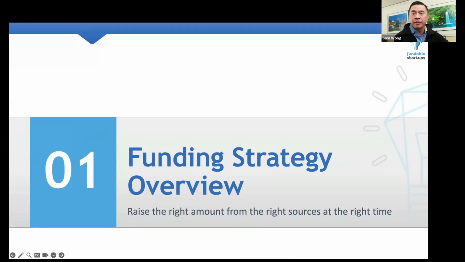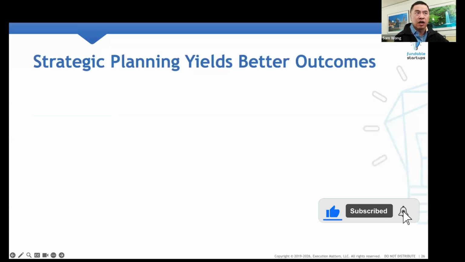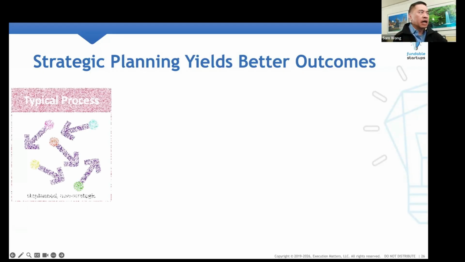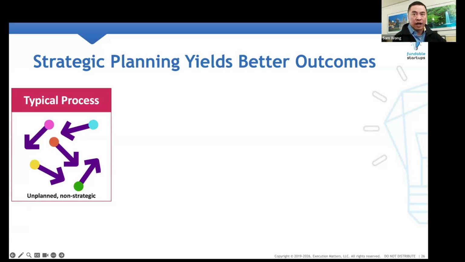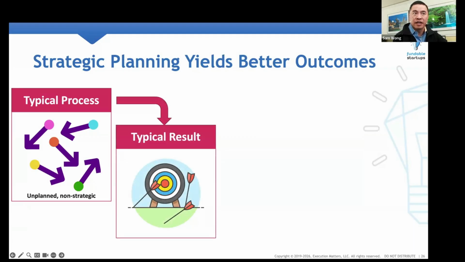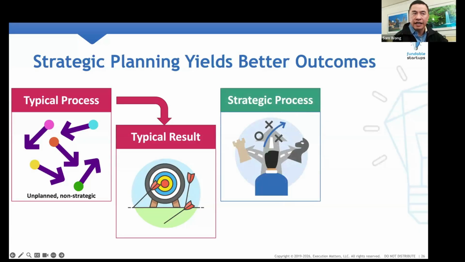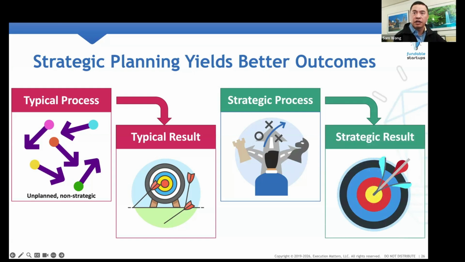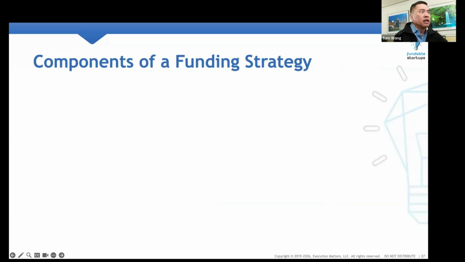So we're going to start by talking about funding strategy, and this is just a quick high-level overview. We generally encourage that anytime you're doing anything important, strategic planning really delivers better outcomes. Most people take a random approach: I'll just work on the most urgent or the most important thing today, and that usually results in missing the mark. Anything important should be planned out, because that increases the chance that you'll actually hit your target. That also applies to fundraising.